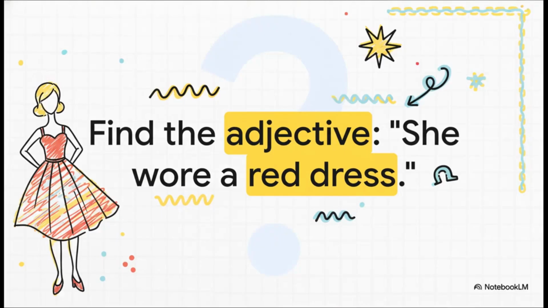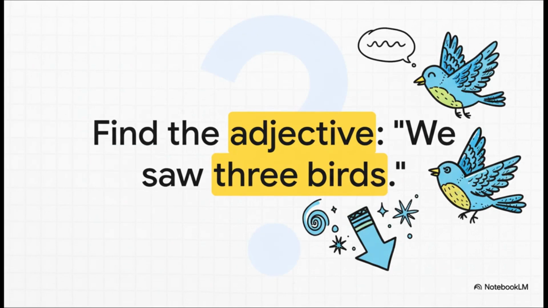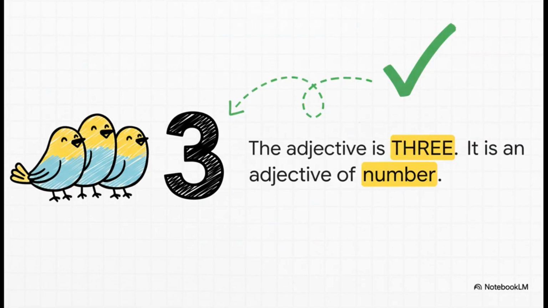Ready? Okay, first one. She wore a red dress. Which word is doing the describing here? It's red. That one's pretty straightforward, right? It's telling us the color of the dress. All right, how about this one? We saw 3 birds. What's the adjective? You got it. It's 3. That's a classic adjective of number.